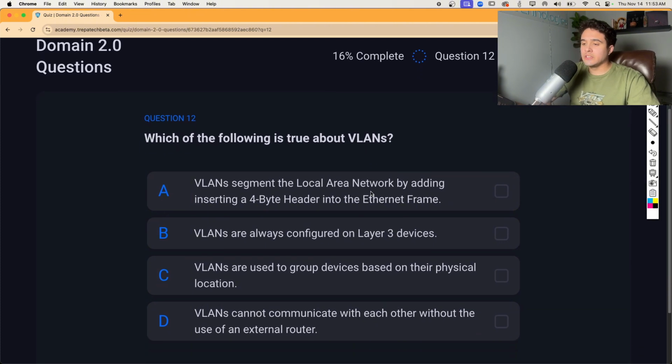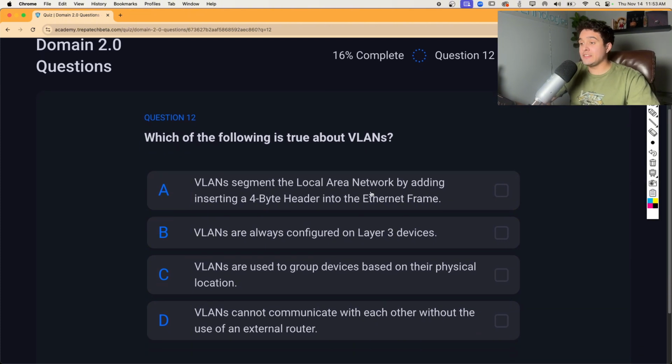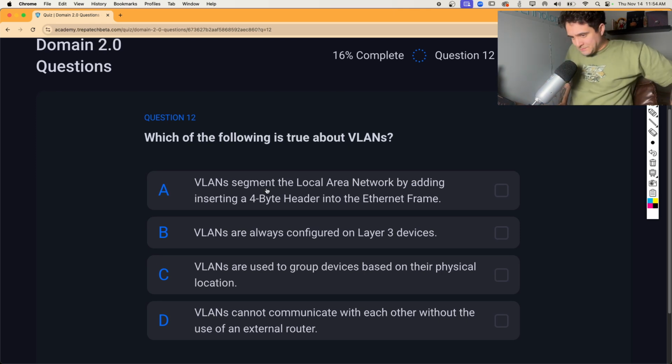Question 12. Which of the following is true about VLANs, virtual local area networks? So VLANs, what do they do? They do network segmentation at layer 2, creating different broadcast domains within your LAN by inserting a 4-byte header into that Ethernet frame that just says, hey, this is your VLAN number. So our VLANs are numbers 1 through 4094, and it's 4 bytes, okay? So it's not C. They don't group by physical location.